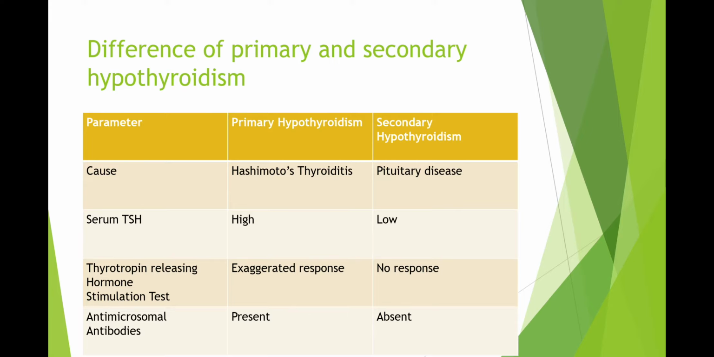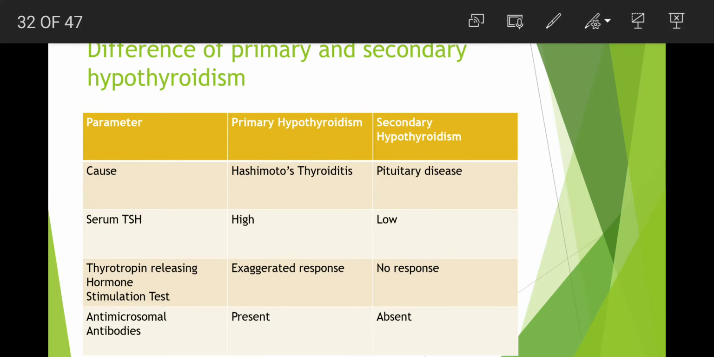Now we will sum up the difference between primary and secondary hypothyroidism. Hashimoto's thyroiditis results in primary hypothyroidism, while pituitary disease causes secondary hypothyroidism. Serum TSH is high in primary hypothyroidism and low in secondary hypothyroidism. The TRH stimulation test gives an exaggerated response in primary and no response in secondary hypothyroidism. Antimicrosomal antibodies are present in primary and absent in secondary hypothyroidism.